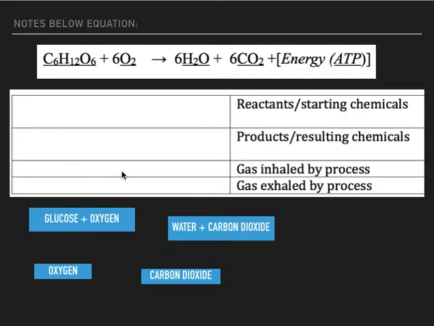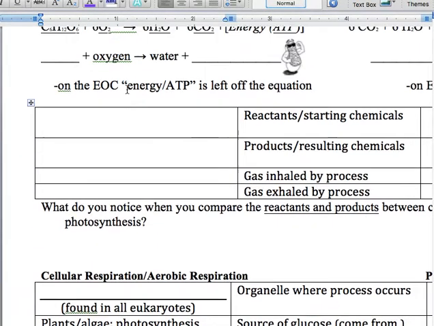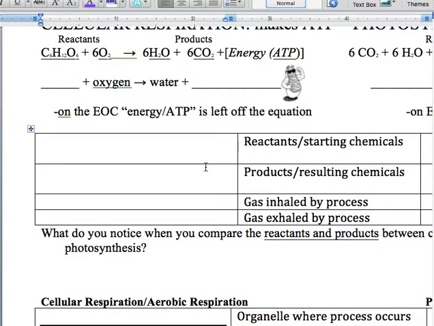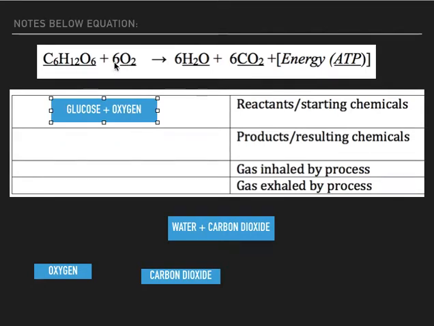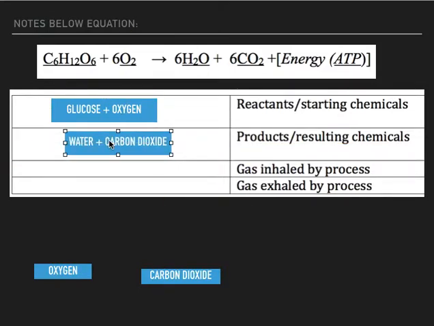So here is your equation. So we're in the box now. We have finished this part, and now we're in this part here. Okay. So reactants, or starting chemicals, are on the left. They come before the arrow. So that's going to be the glucose and the oxygen. These are your starting chemicals or reactants. The products come after the arrow, which is water, carbon dioxide, and you can even put in the word ATP or energy because that is essentially a product as well.